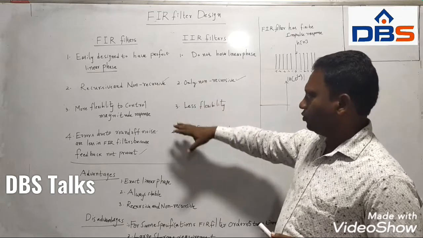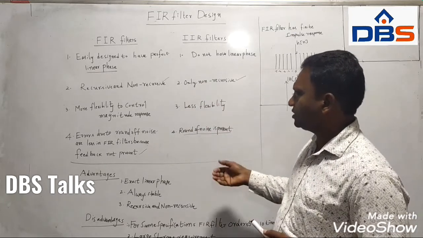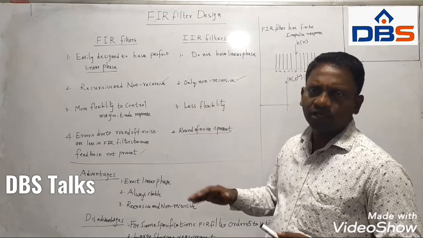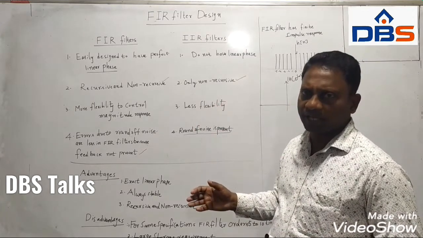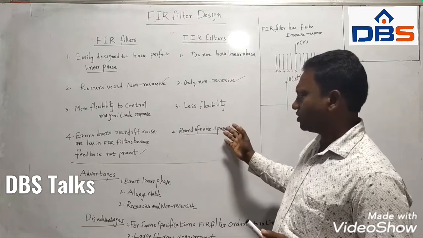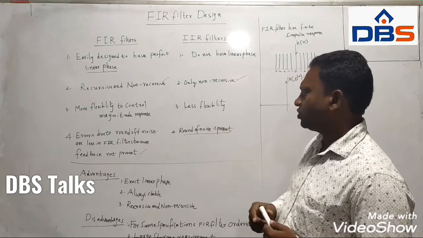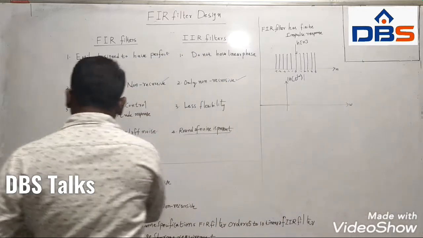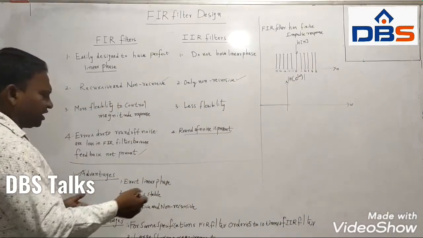Just write it down and practice it, because this question was given many times for 2 marks: differentiate FIR filters and IIR filters. Not only once, many times it was given in the previous exams. Now coming to the advantages, this is also given. I have chosen these topics, though actually they are not present in the syllabus.